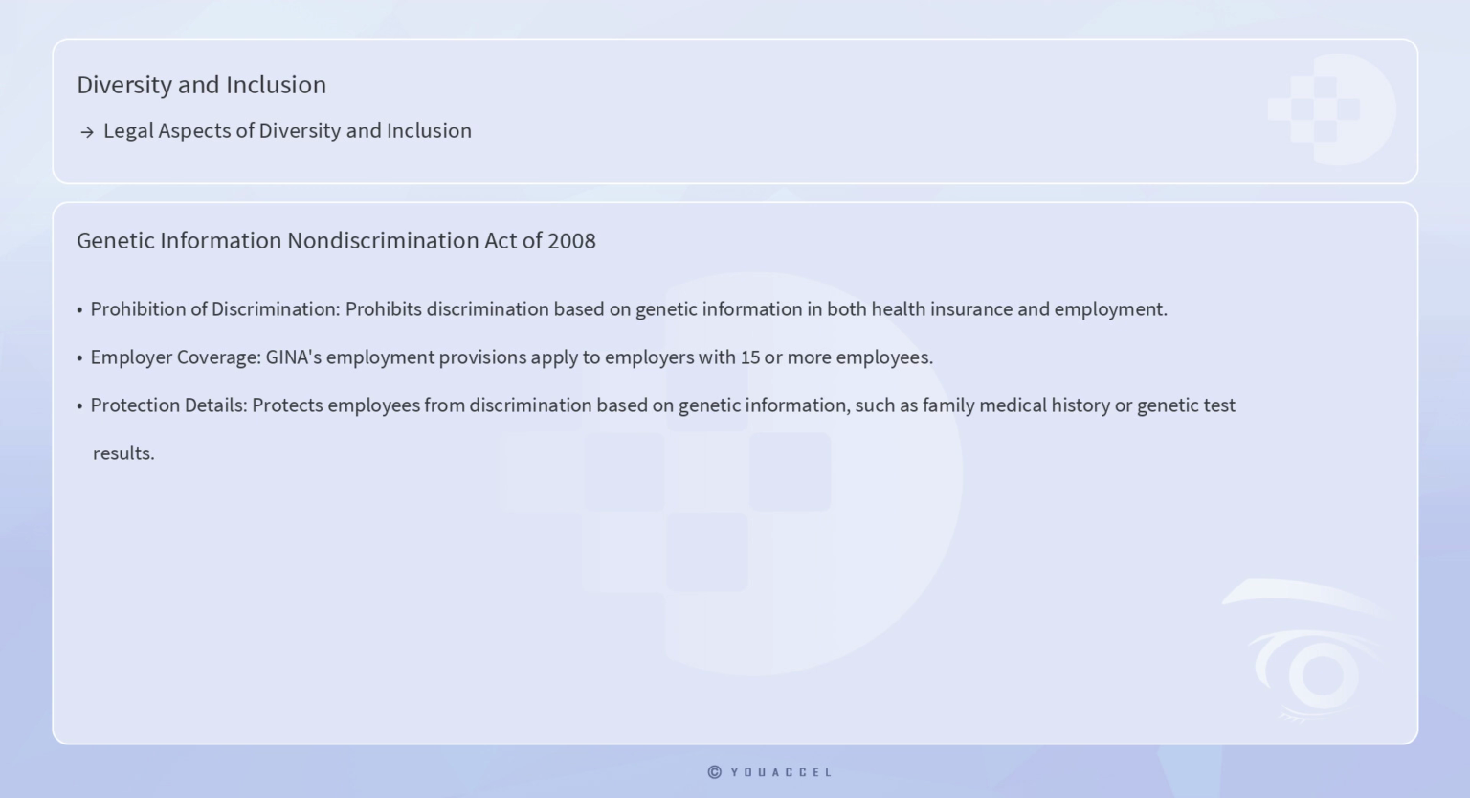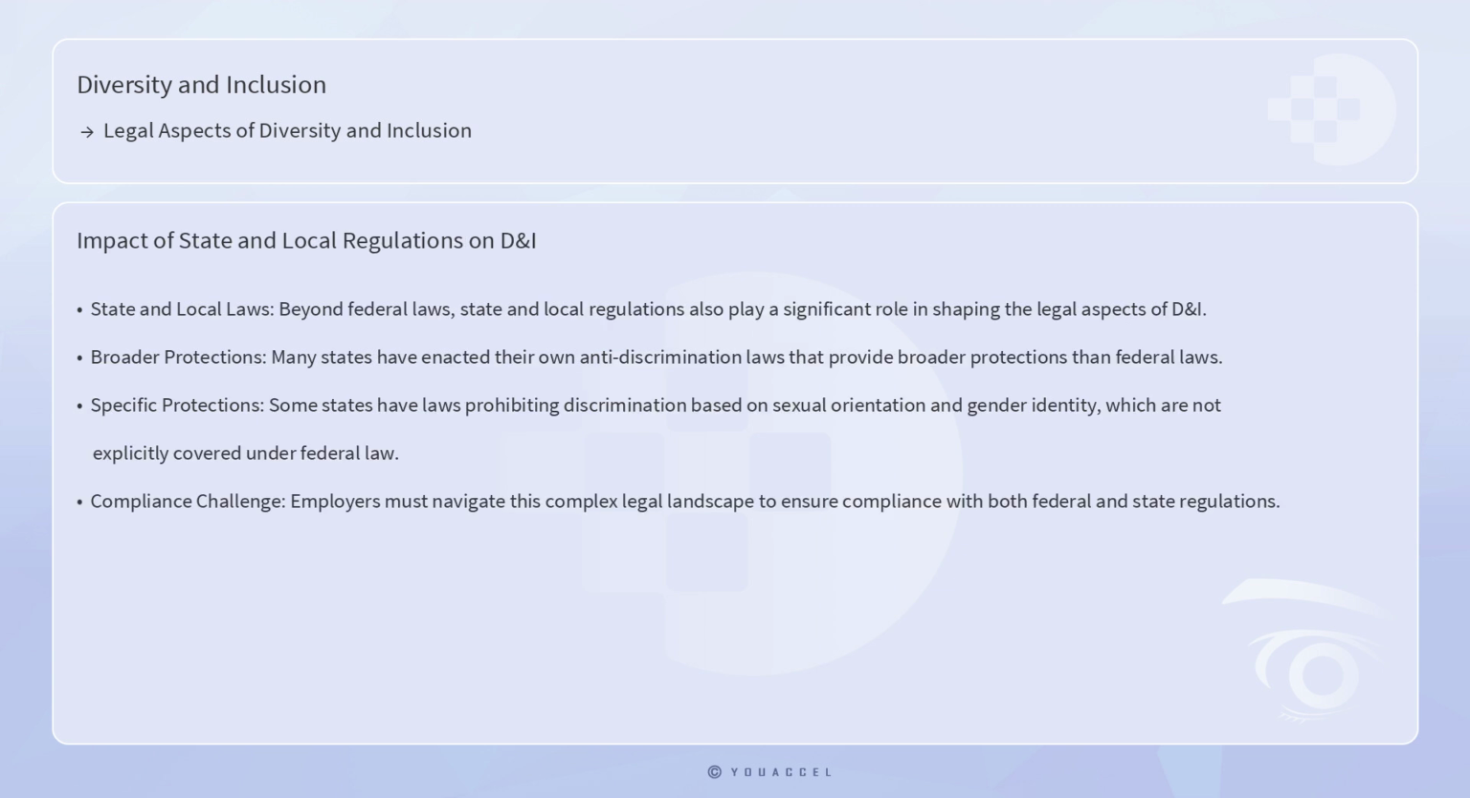GINA's employment provisions apply to employers with 15 or more employees and protect employees from discrimination based on genetic information, such as family medical history or genetic test results. Beyond federal laws, state and local regulations also play a significant role in shaping the legal aspects of D&I. Many states have enacted their own anti-discrimination laws that provide broader protections than federal laws. For example, some states have laws prohibiting discrimination based on sexual orientation and gender identity, which are not explicitly covered under federal law. Employers must navigate this complex legal landscape to ensure compliance with both federal and state regulations.